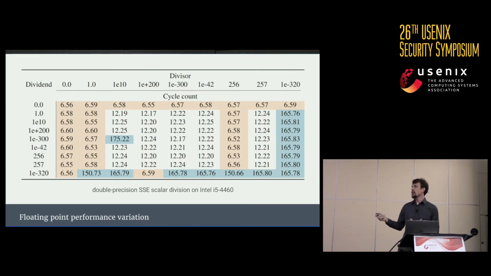On the top in this one, since this is division, we have the divisor, and on the side we have the dividend. Each cell indicates the average number of cycles it took to perform that particular computation. So it took about 12 cycles on average. White cells are cells that are the median value across all operand values. So most operations you would expect to take about 12 cycles.